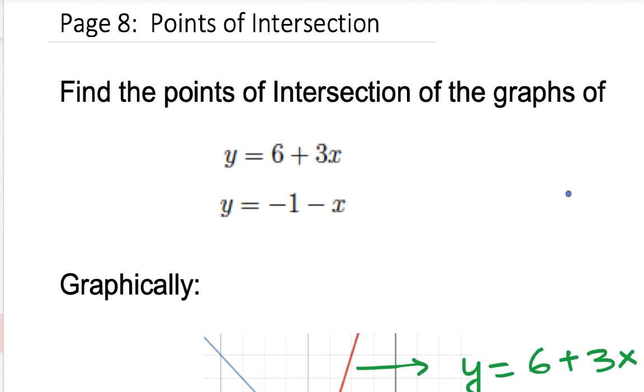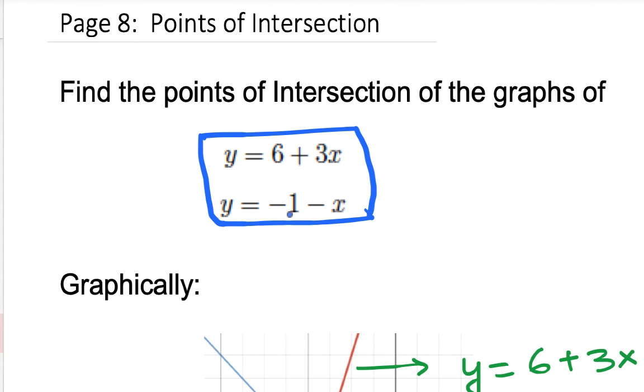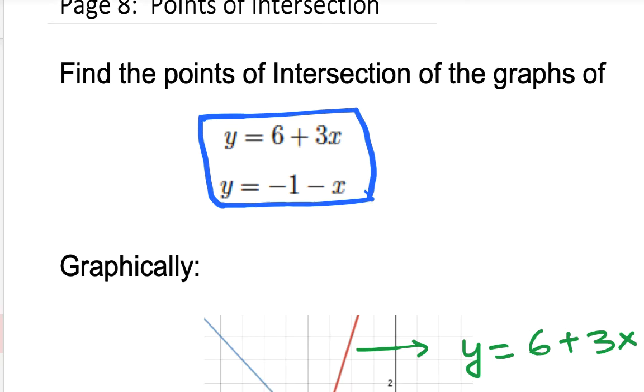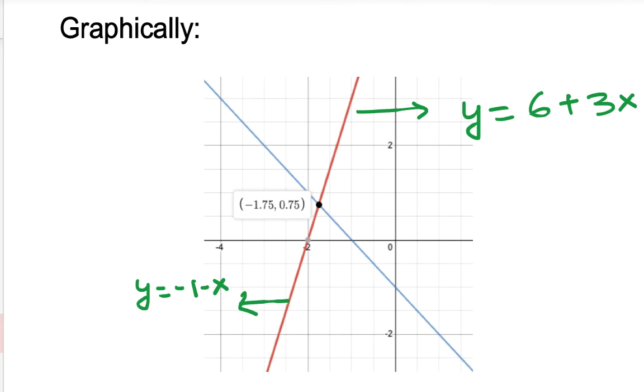Now I've taken another example. These are two equations, y equals 6 plus 3x and y equals minus 1 minus x. Both of them, if you notice, are two lines, and if we represent them graphically, this is what we see. When we drew it on the graphing calculator, we found that both these lines are meeting at the point given by (-1.75, 0.75).